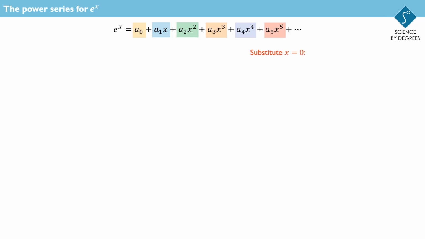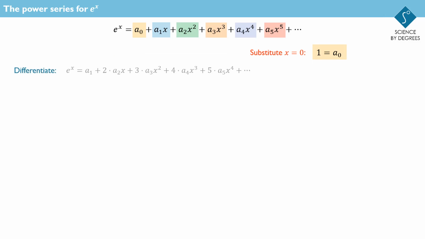Now we'll substitute in x equals 0. On the left-hand side, e to the 0 equals 1, because anything to the power of 0 equals 1. On the right-hand side, only the coefficient a0 survives. The other terms are all 0 because they contain a power of x, and x equals 0. This means that a0 equals 1. So far, so good. Now we'll differentiate.